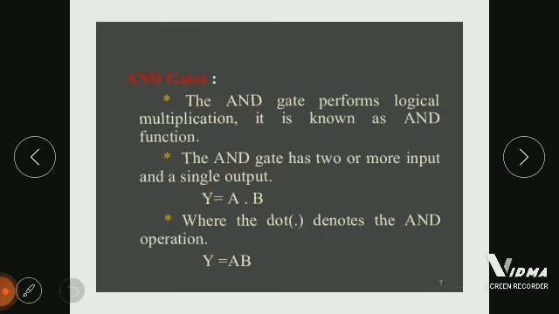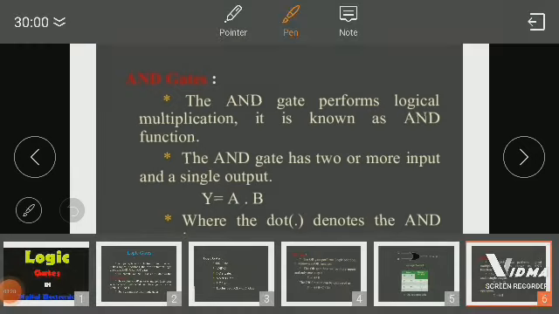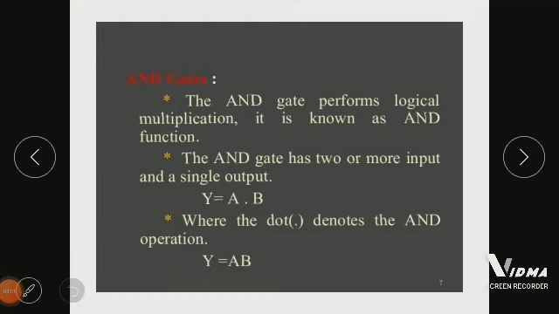Next we will move on to the AND gate. The AND gate performs a multiplication operation between the two inputs. So the AND gate performs logical multiplication. It is also known as the AND function. The AND gate has two or more inputs and a single output. y = a · b. The dot represents the AND operation here. So we can simply write this operation as y = a · b, that is y = ab. So we have two inputs, a and b. We will multiply these two and we'll get the output y.